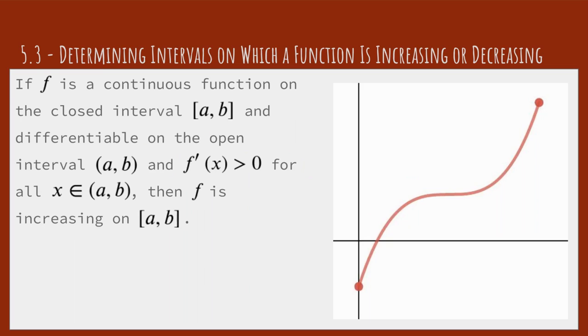So we have this theorem that says if f is a continuous function on the closed interval from a to b and differentiable on the open interval from a to b, and the derivative is positive for all the x values in the interval from a to b, so this is just saying that x is on that interval from a to b, then f is increasing on the closed interval from a to b.